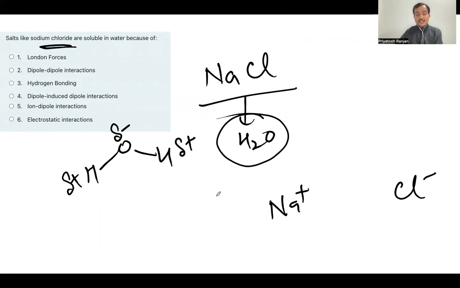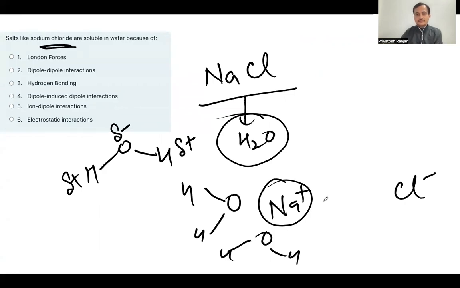So these water molecules are going to create a hydration cell. When I say hydration cell, they are going to orient themselves in such a fashion where oxygen lies close to the Na plus, and that results in the stabilization of these generated ions.